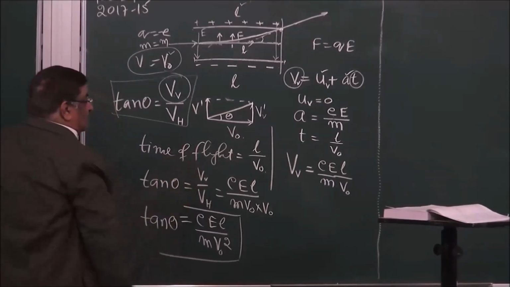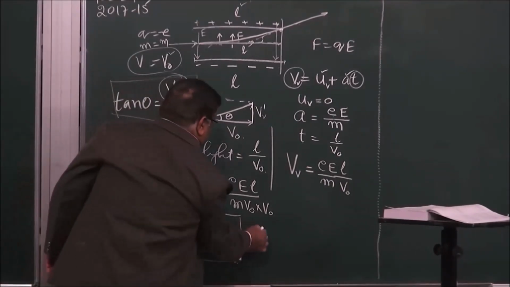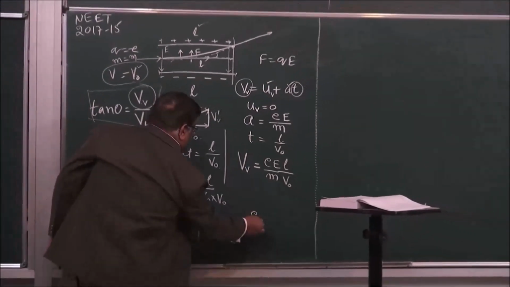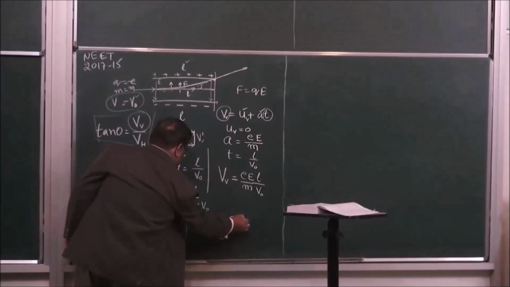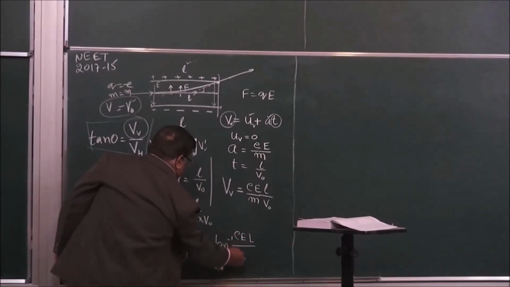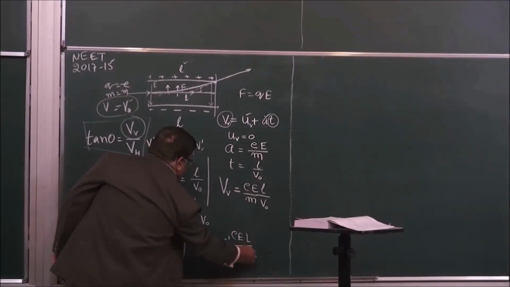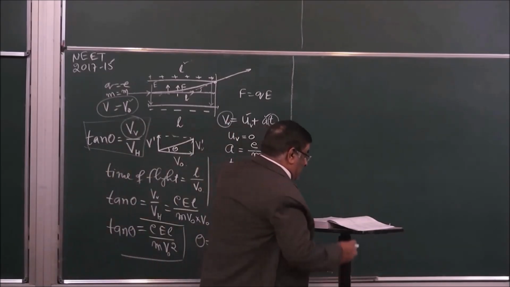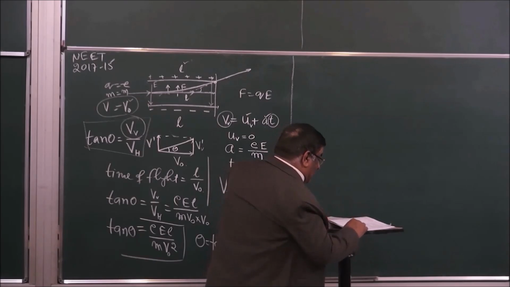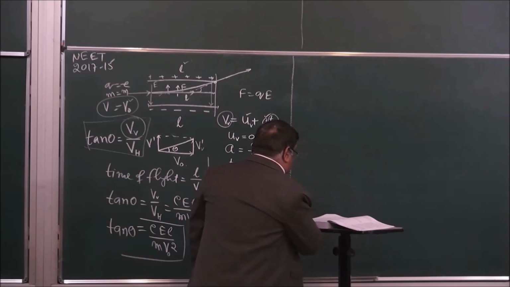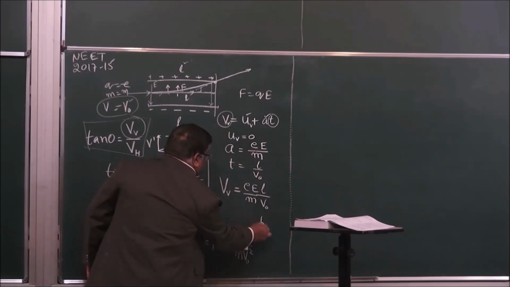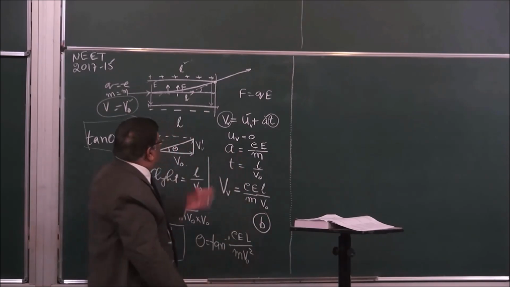And now you can check your answer. Theta is tan inverse E L upon m V naught square. And here you will find, please check, is there any answer of that? E L upon m V naught square, and that is answer number B. So this is our correct option, answer number B.